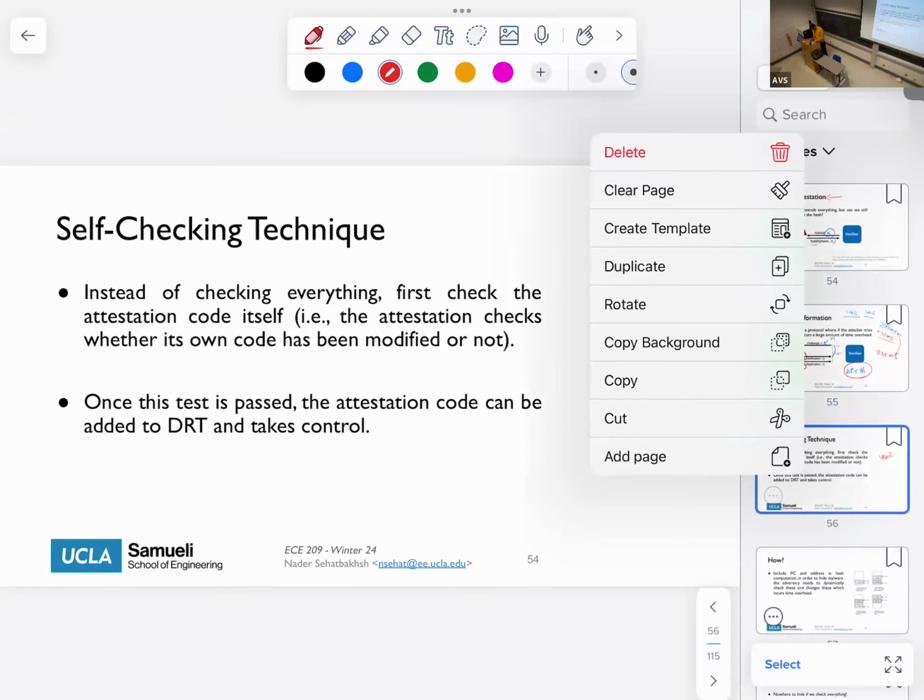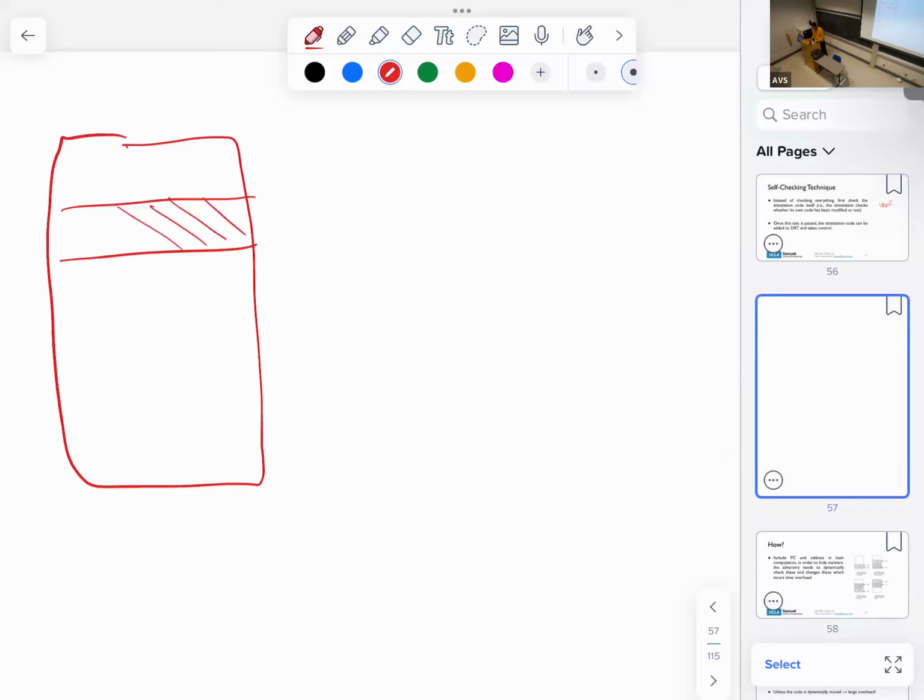So my memory is like this, okay? I have my verification code. This is the code for the actual attestation, okay? So it's like, get the response, get the nonce, go over the memory line by line, hash function computation, and all those things. This is the code for that, okay?